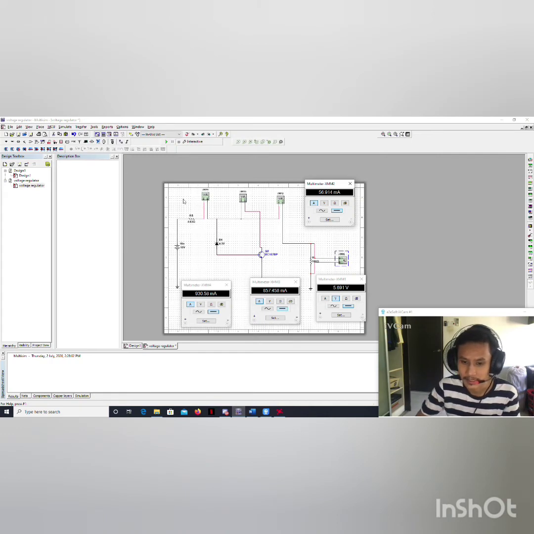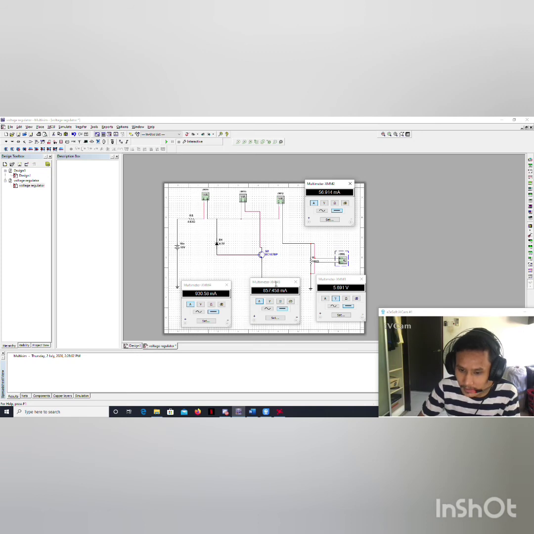This is the basic shunt voltage regulator circuit. I'm using 10 volt for the source. This is RS, this is the Zener diode, this is the transistor, this is RL. The first multimeter shows VL. The value that I get is 5.691 volt. The second multimeter is for IL, and the value that I get is 56.914 milliampere.